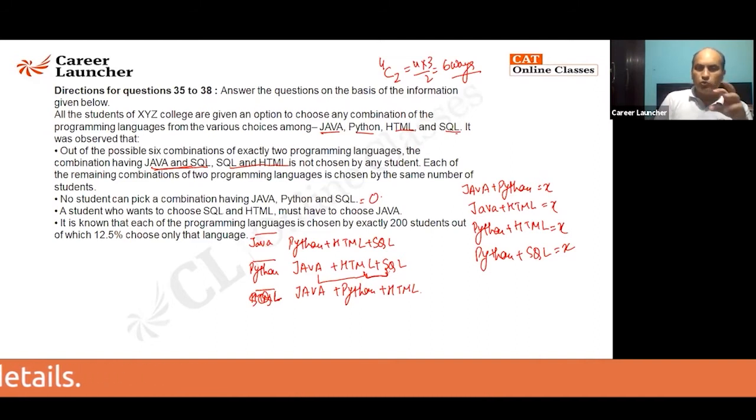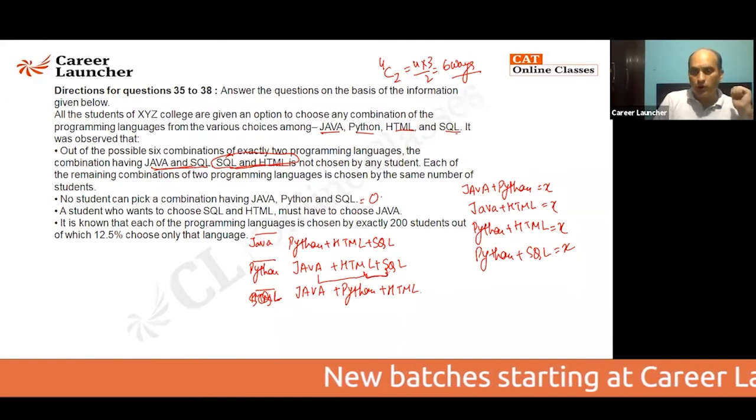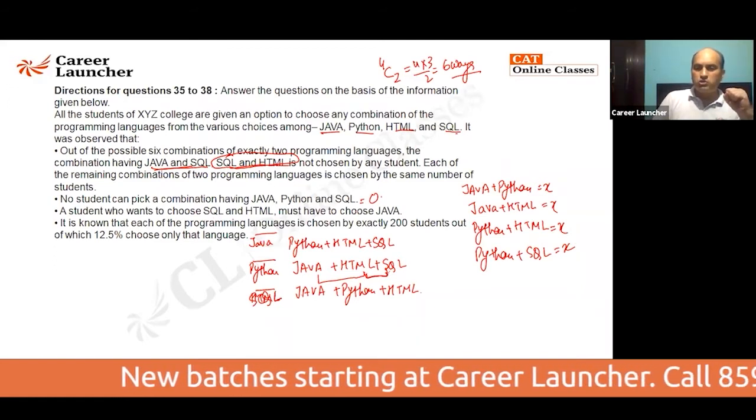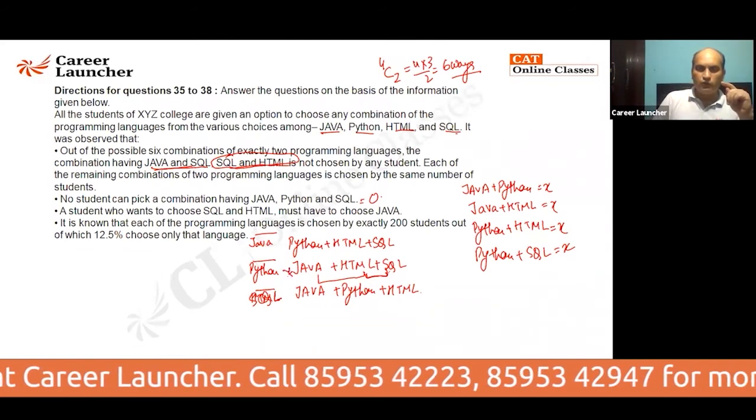Fine. A student who wants to choose SQL plus HTML combination alone is not there, but if you want to choose SQL plus HTML, then you must also choose Java. So that combination will also be there. Fine. So this one is the combination about which we are talking.